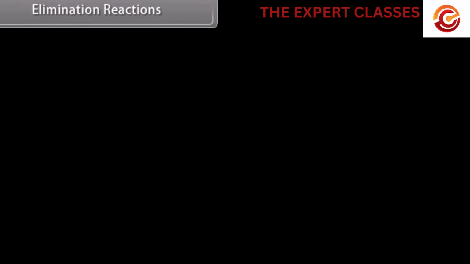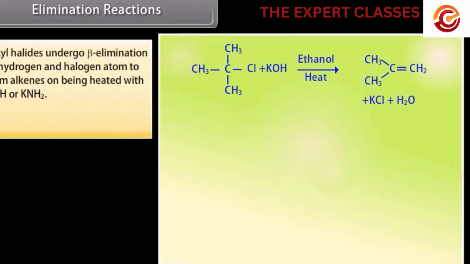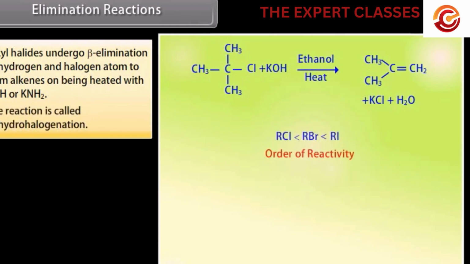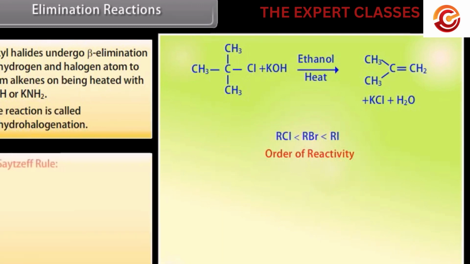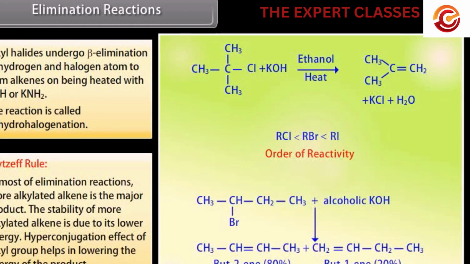Elimination reactions. Alkyl halides undergo beta elimination of hydrogen and halogen atom to form alkenes on being heated with KOH or KNH2. The reaction is called dehydrohalogenation. Saytzeff rule. In most of elimination reactions, more alkylated alkene is the major product. The stability of more alkylated alkene is due to its lower energy. Hyperconjugation effect of alkyl group helps in lowering the energy of the product.